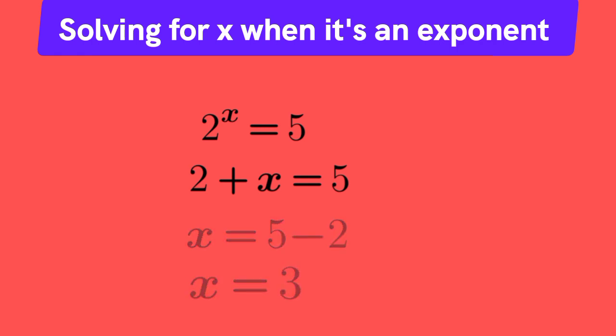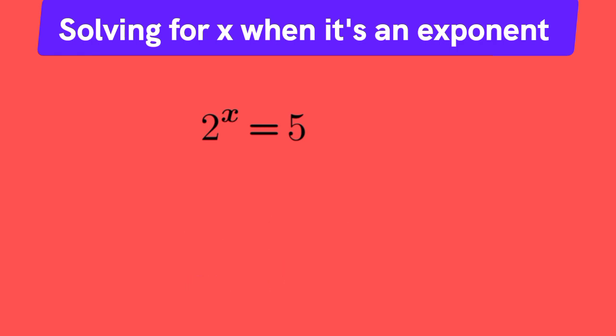But when it comes to this case, we have 2 to the power x equals 5. So how do we solve for x? It's kind of simple. You just have to do the log of 5 over the log of 2. So that is the value of our x. You can actually check this in your calculator and you get an answer.